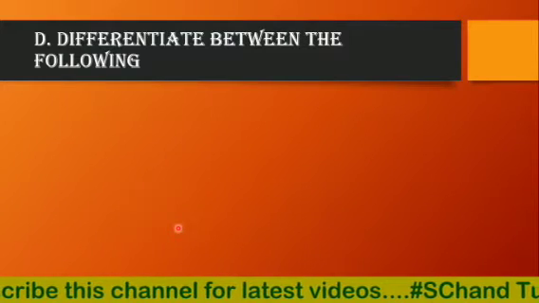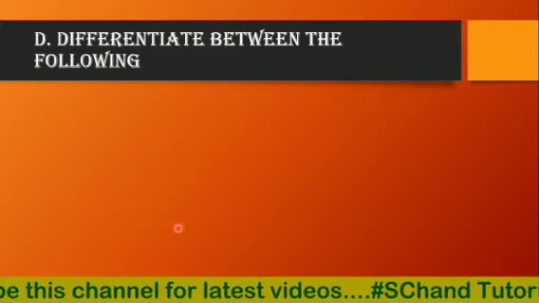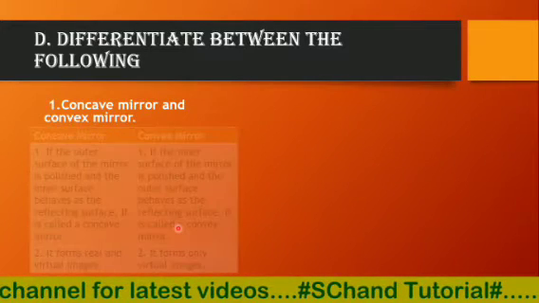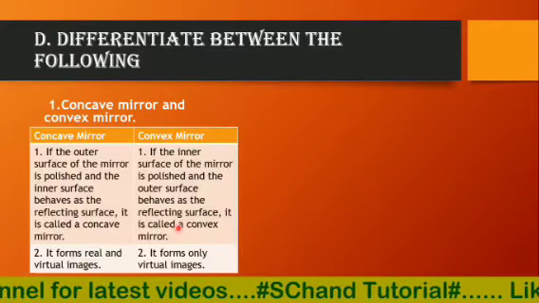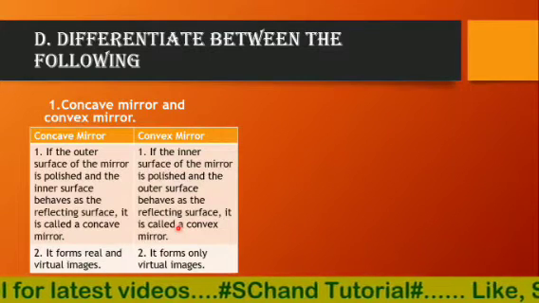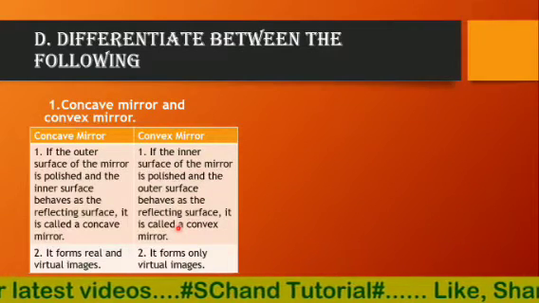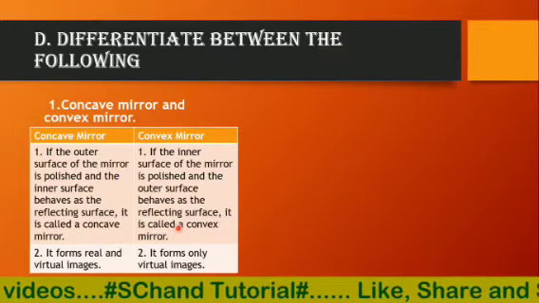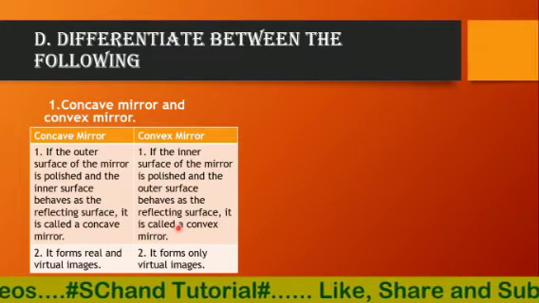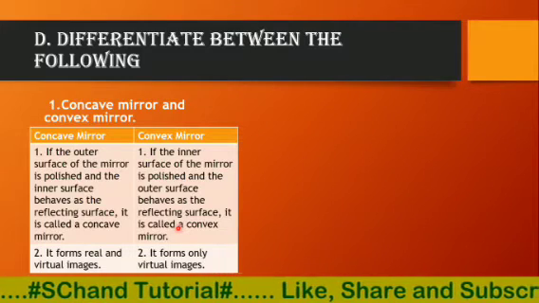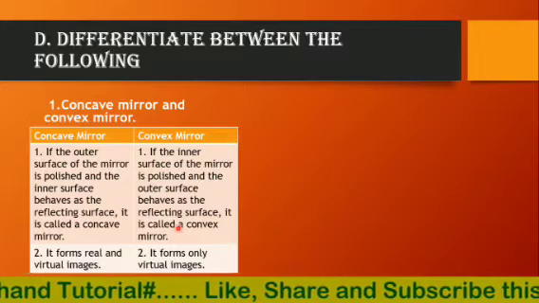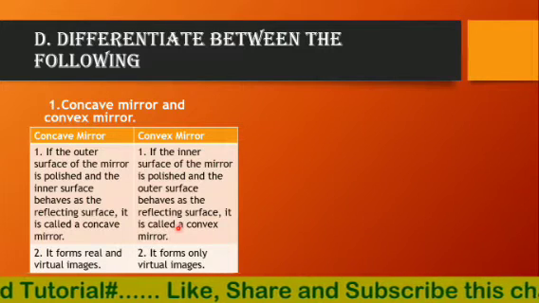Then next we have differentiate between the following. The very first is the difference between concave mirror and convex mirror. Concave mirror: if the outer surface of the mirror is polished and the inner surface behaves as a reflecting surface, it is called the concave mirror. Convex mirror: if the inner surface of the mirror is polished and the outer surface behaves as a reflecting surface, it is called the convex mirror. Concave mirror forms real and virtual images, but convex mirror always forms a virtual image.